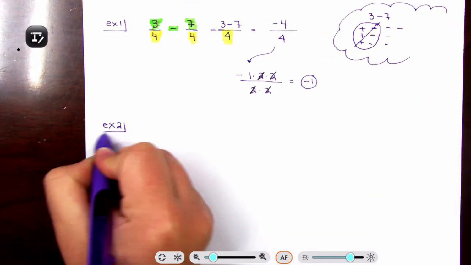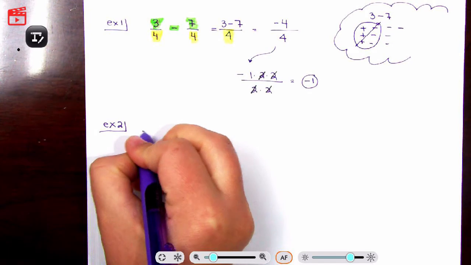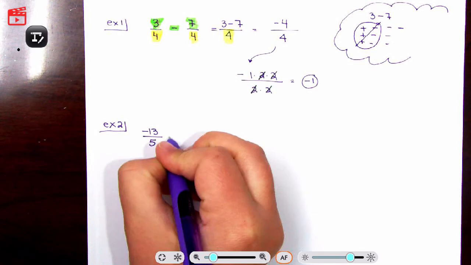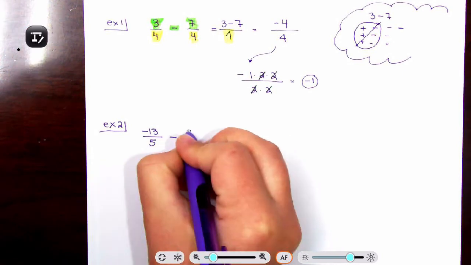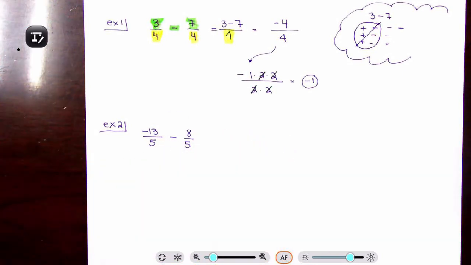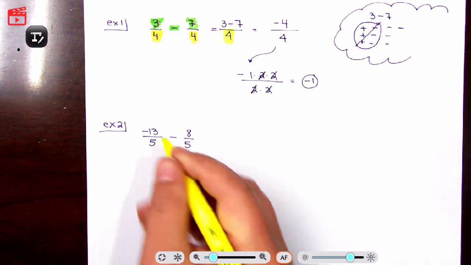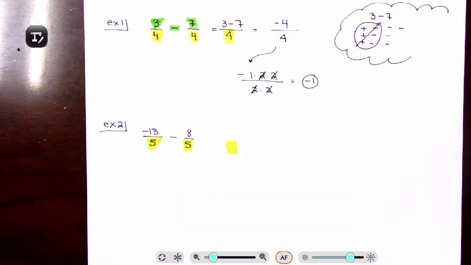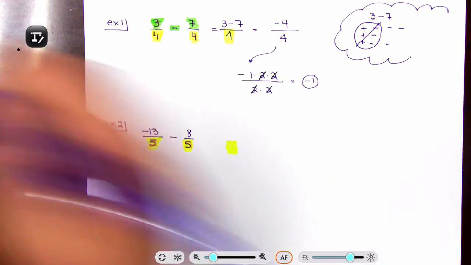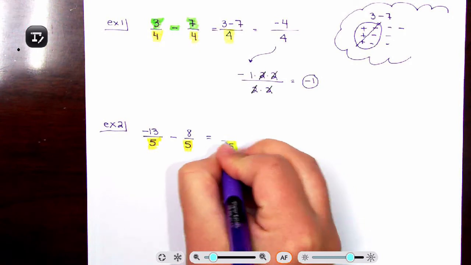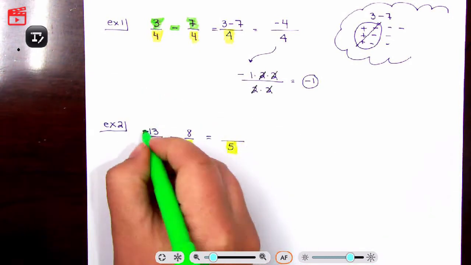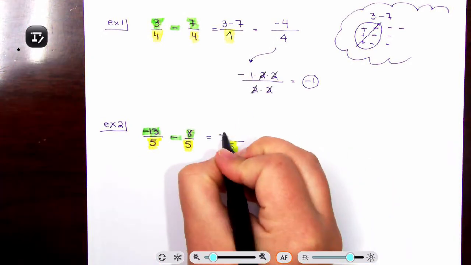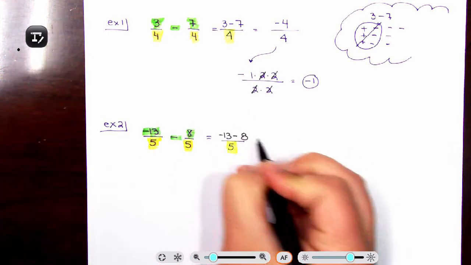So example 2, let's try negative numbers. So negative 13, since I already used 3, over 5 minus 8 over 5. Okay, same thing as before. You're going to take that denominator, copy, copy, copy. So 5 is your denominator. On top, you have minus 13 minus 8.